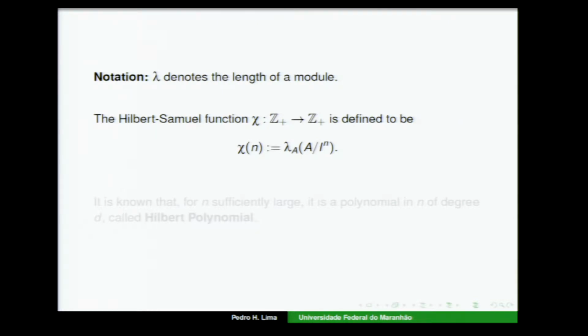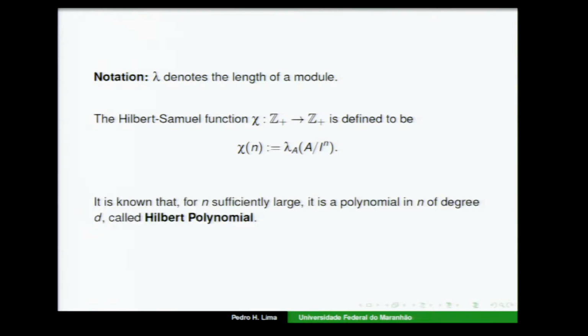here we remind you of the Hilbert-Samuel function. This is defined to be the length of that quotient ring. It is known that for any n sufficiently large, it is actually a polynomial in n of degree D, exactly the Krull dimension of the base ring. And this polynomial is called the Hilbert polynomial.